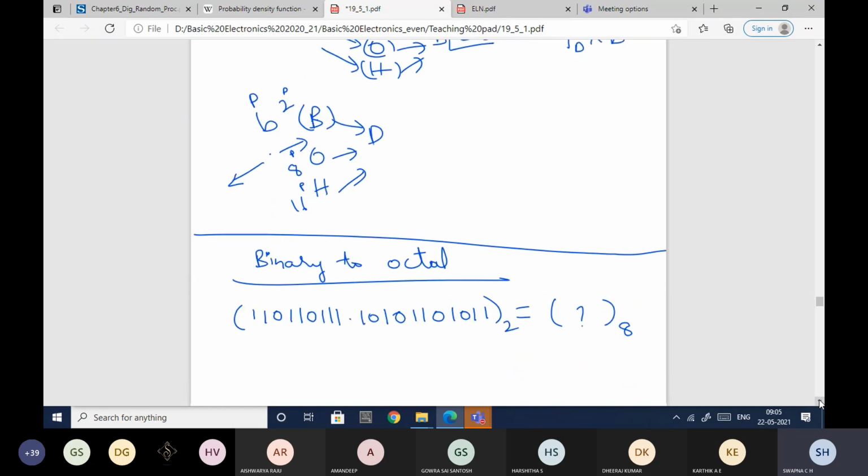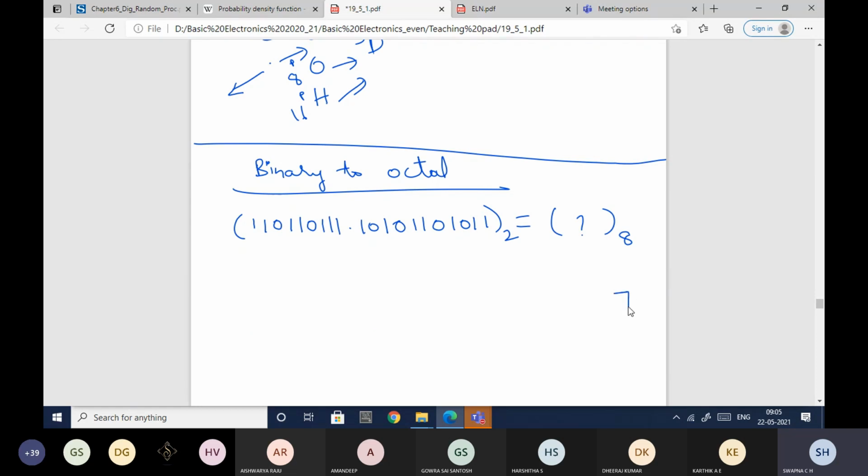In octal, the maximum number is 7. To represent 7, you need 3 bits. So the maximum number of bits required to represent an octal number is 3. That is the reason we'll group 3 bits. Before the decimal point, we'll move in this direction, and after the decimal point, we'll move in this direction. So 1 2 3, 1 2 3, 1 2 3.